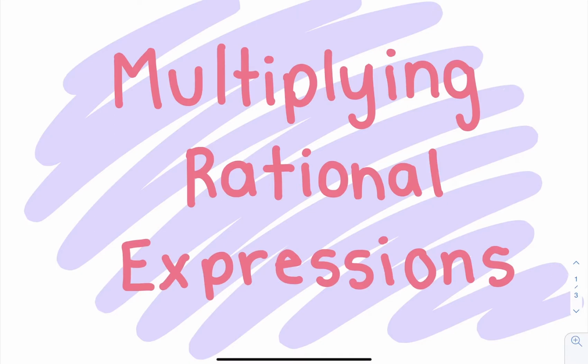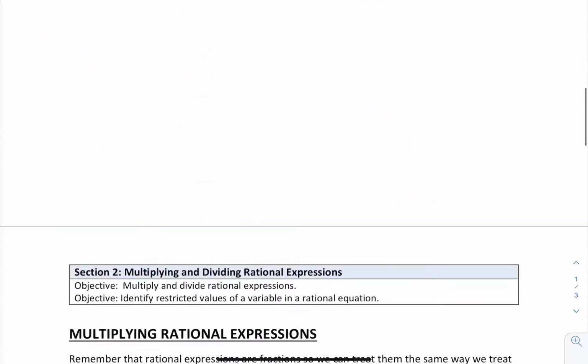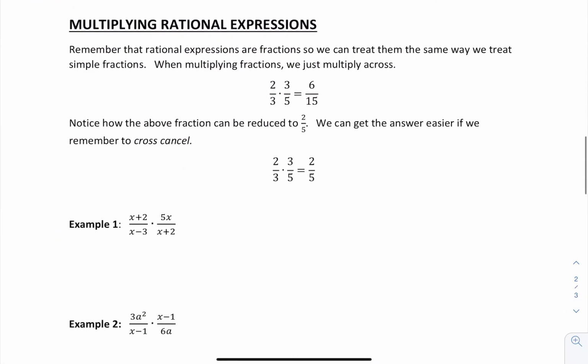In this video, we're going to learn how to multiply rational expressions. Remember that with rational expressions, they're just fractions, so treat them the same way you treat regular simple fractions. When multiplying fractions, we just multiply across. So we multiply our numerators, 2 times 3, to get 6. We multiply our denominators, 3 times 5, to get 15.